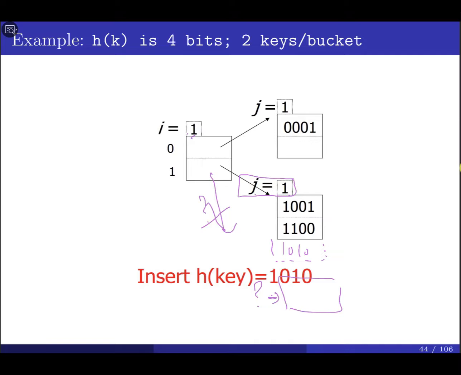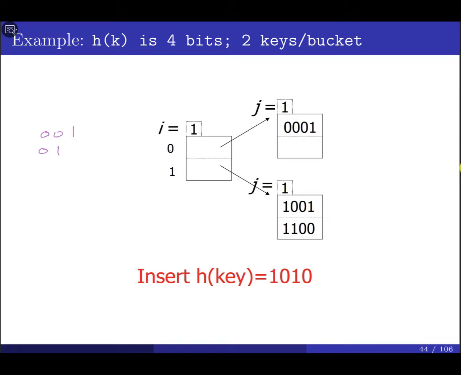The only thing you need to do first is expand the directory, or double the size. So instead of 2 entries, you must end up with 4. Why? Because i becomes 2, and 2 to the power 2 is going to be 4. So this one is going to be expanded. How can I expand this? To show you here, 0 is going to be 00 and 01.